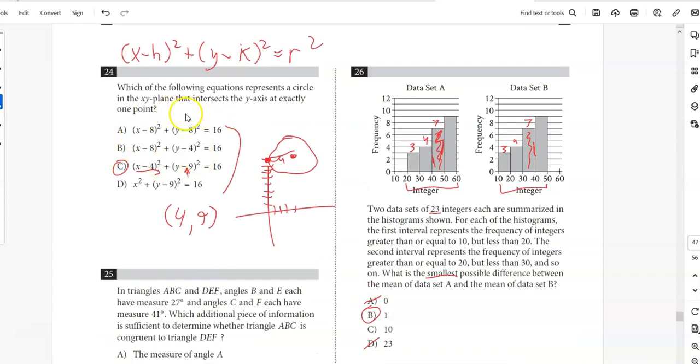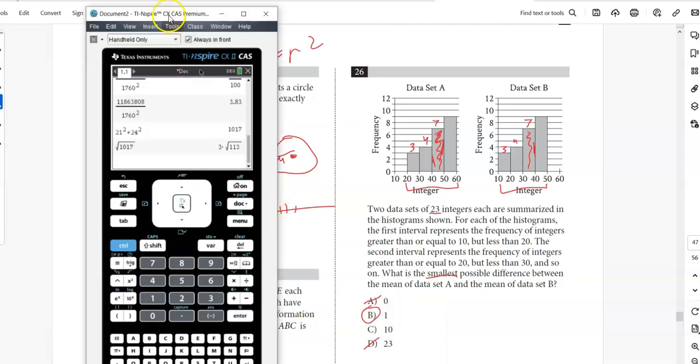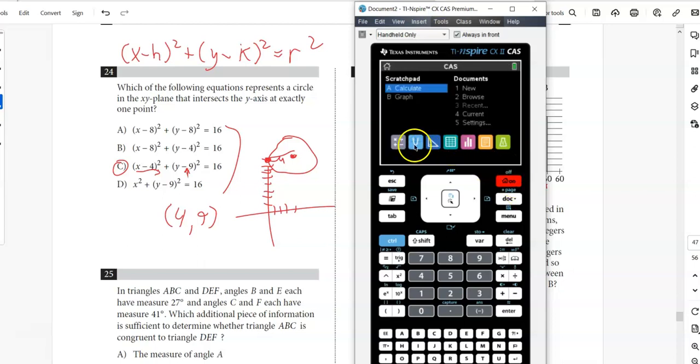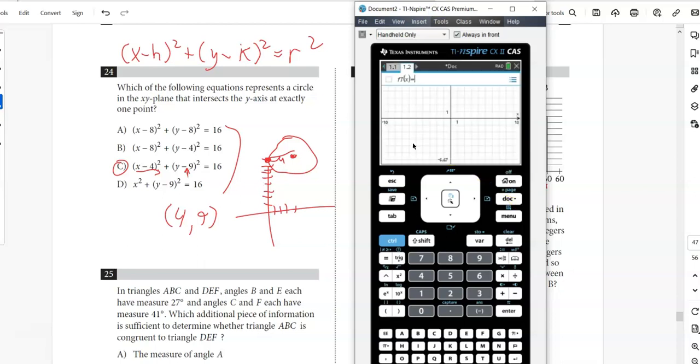Another thing here: you could actually just graph that in your calculator if you wanted to. If you forgot how to do that, it's just something you don't always think of. If you wanted to graph these, hit the delete key, and you can type in a relation here. So you could type in (x minus 4) quantity squared plus (y minus 9) quantity squared equals 16.